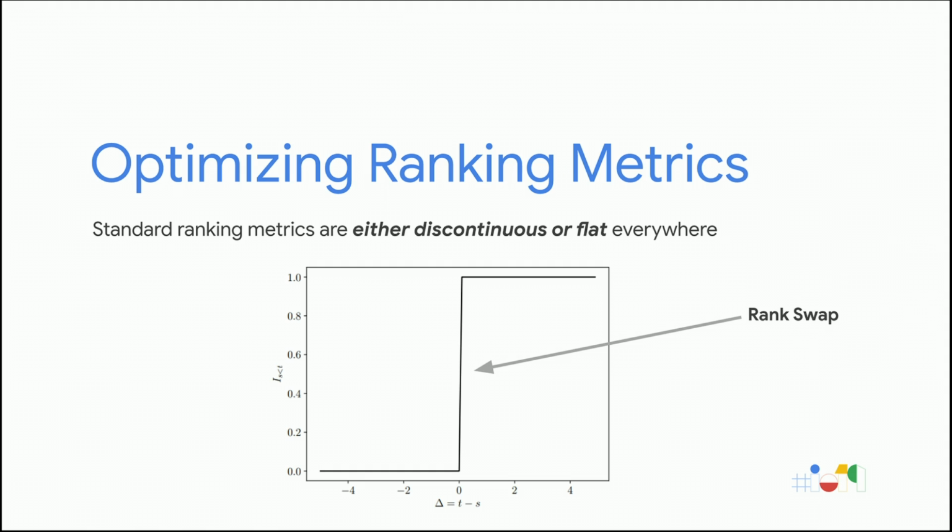When the score changes and the swap occurs, we're basically becoming discontinuous in the function space. The rest of the function is flat, because we do not change the ordering of the items when we change the scores. These types of functions are very difficult or impossible to directly optimize with stochastic gradient descent.